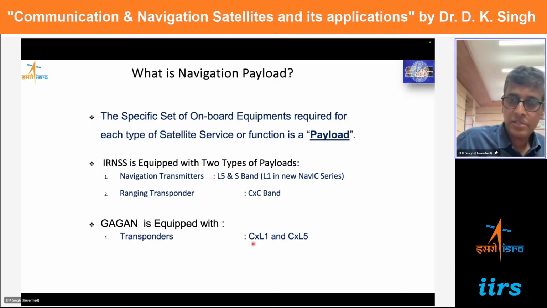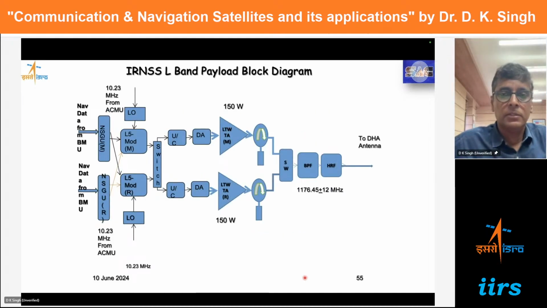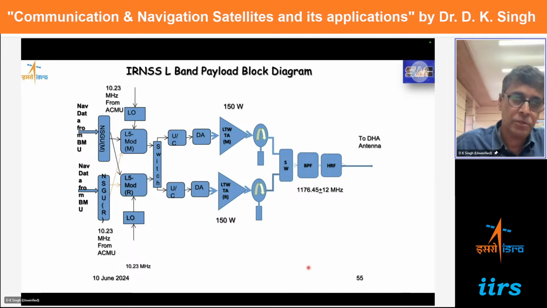Then the GAGAN system is equipped with, again similar, we uplink all the information which has to be downlinked in the same L1 band and L5 band. These are the signals which are at a frequency around 1.2 to 1.5 gigahertz. Now this is the simple view of the navigation payload.